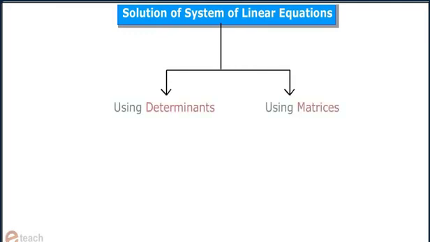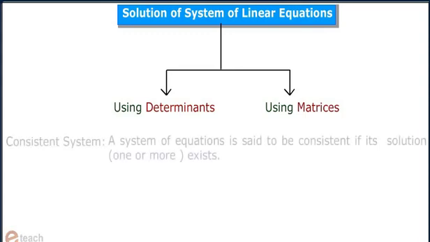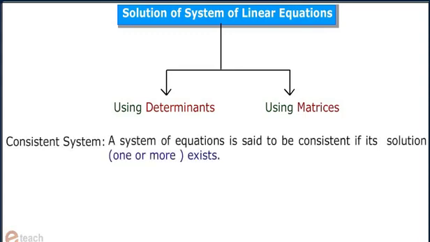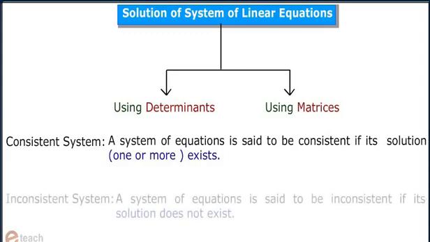Solution of a system of linear equations can be found out by two methods, using determinants and using matrices. Consistent system: a system of equations is said to be consistent if its solution, one or more, exists. Inconsistent system: a system of equations is said to be inconsistent if its solution does not exist.